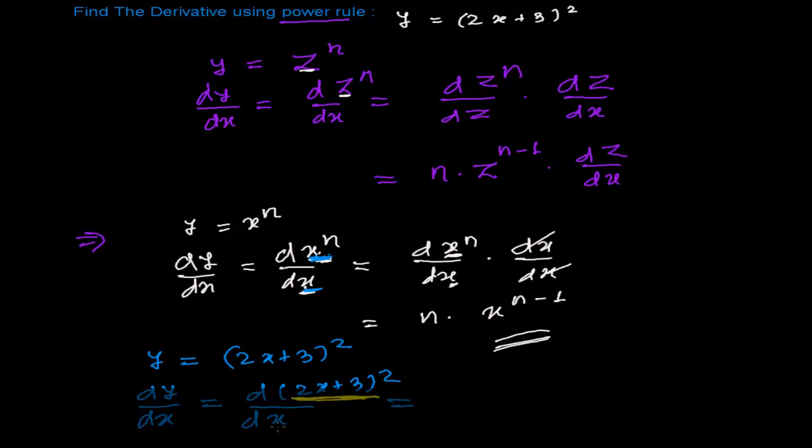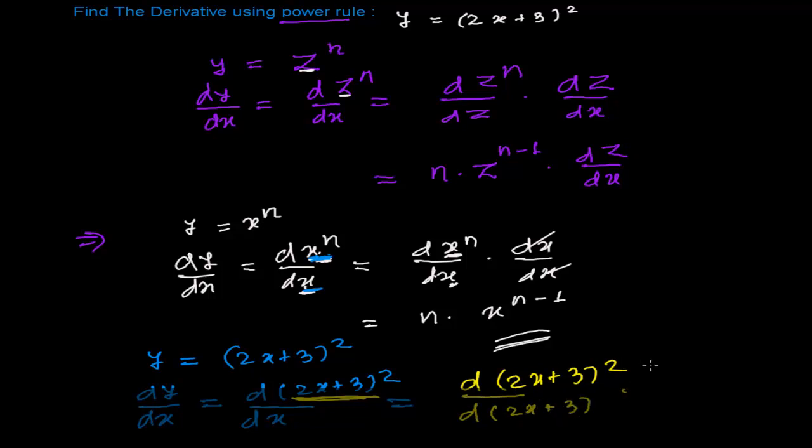Then it is actually the derivative of this base, 2x plus 3, squared, with respect to this only, with respect to 2x plus 3 only. You can differentiate with that only.